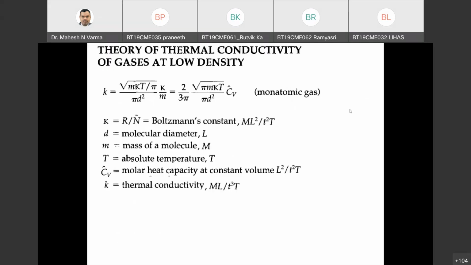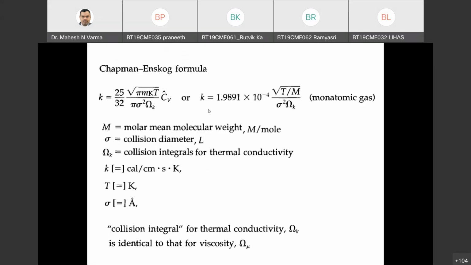The heading itself says theory of thermal conductivity of gases at low density. At low density, this is derived purely from kinetic theory of gases, while some input is taken from statistical thermodynamics and simulations. Simulations are done on a molecular level, and the correlation is obtained in terms of collision diameter and collision integral put together. This is the Chapman equation, which can be used for estimating thermal conductivity of gases.